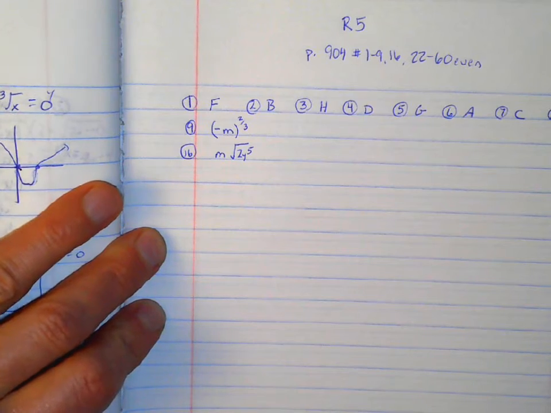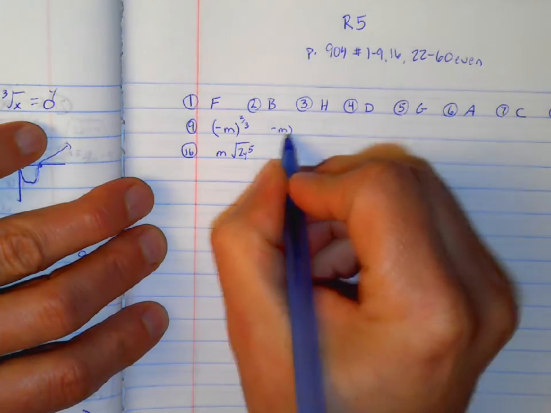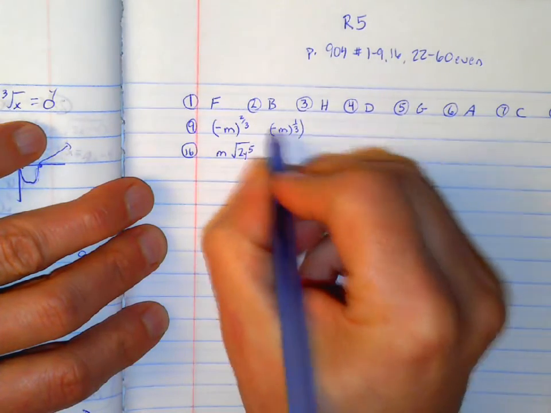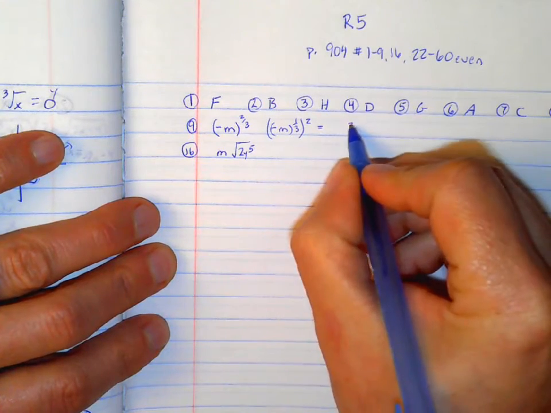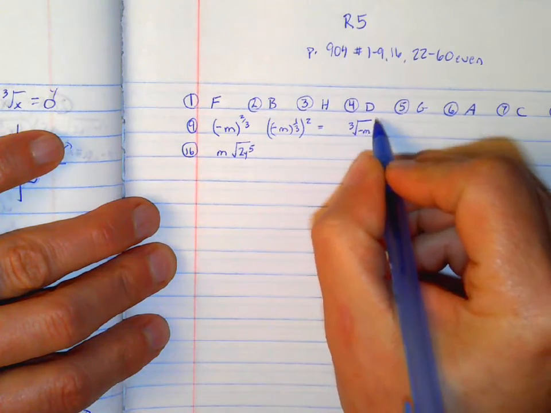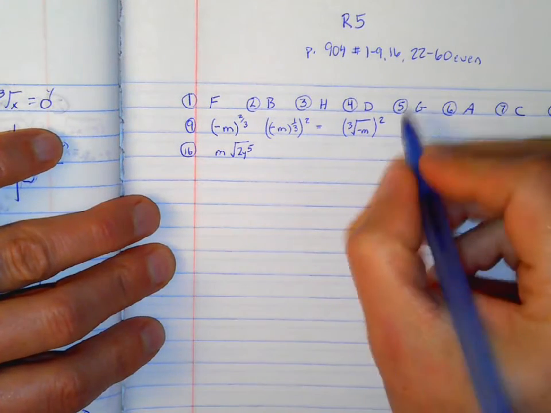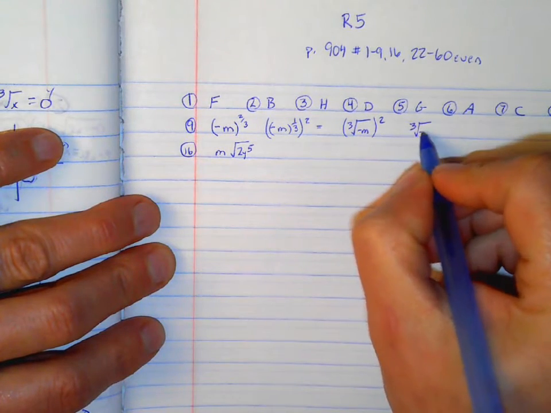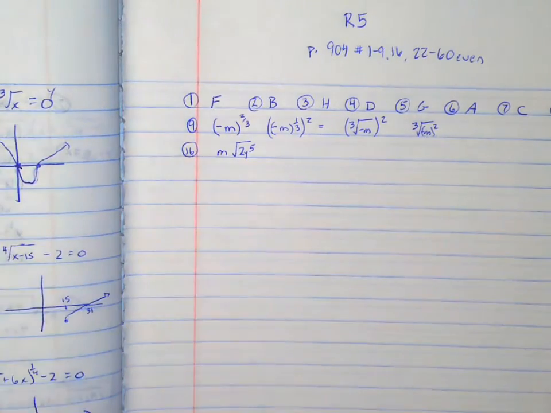Okay, number 9, we want to put it in radical form. So this is the same as negative m to the 1/3 squared, okay, if we separate that. 1/3 power is the cubed root, so the cubed root of negative m, and the whole thing is squared. It'd be okay if you also wrote it like this, okay? Either way would be fine if it's squared outside or inside.